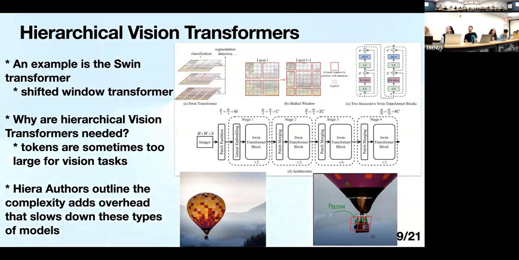So the Swin transformer starts with really small token sizes, and then at each layer, which is a transformer block, they use larger token sizes, and they also use different size windows that are shifted. They performed very well, but the Hiera authors in this paper point out that a lot of this bulk is really slow, and it also makes things more complicated and maybe not as efficient.